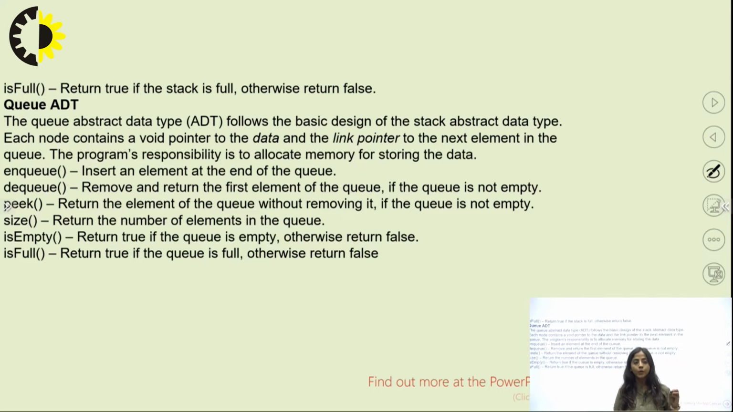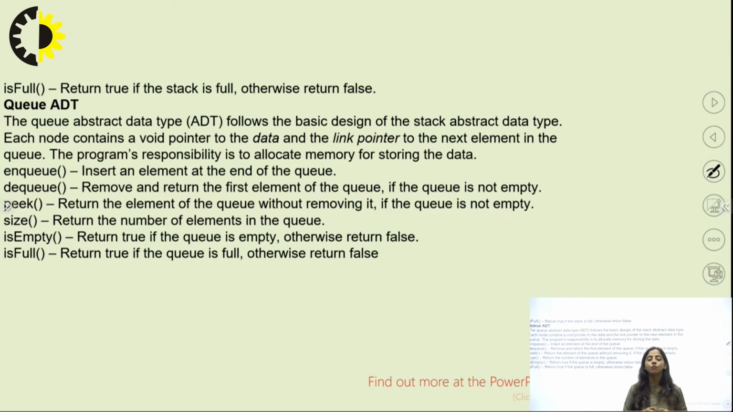Now coming to QADT, the queue abstract data type follows the basic design of the stack abstract data type. This is why I told you that you need to know what a stack is first. Only then can you proceed with QADT. QADT simply follows the design of the stack ADT.